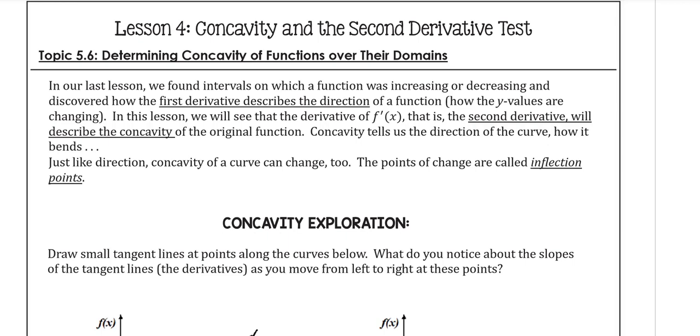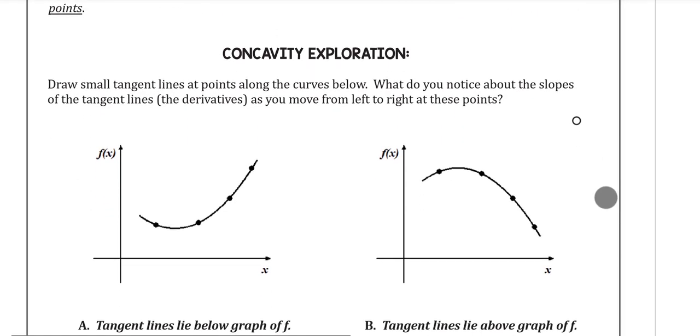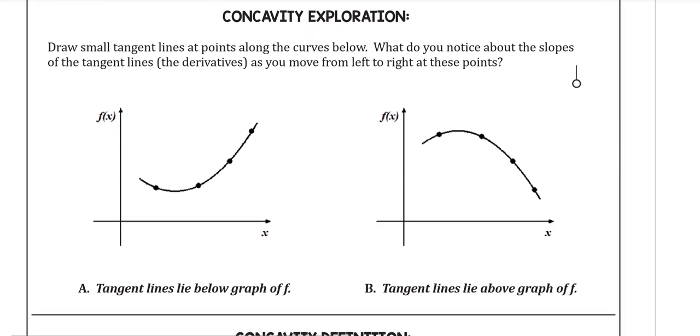Concavity tells us the direction of the curve, how it bends. Is it bending out? Is it bending in? And concavity has places where it changes direction, and those places are called the inflection points. We're going to start by talking about concavity in a little more detail, because we have floated this concept around, but we haven't really formalized it. And then after that, we're going to talk about the second derivative test in a future video.